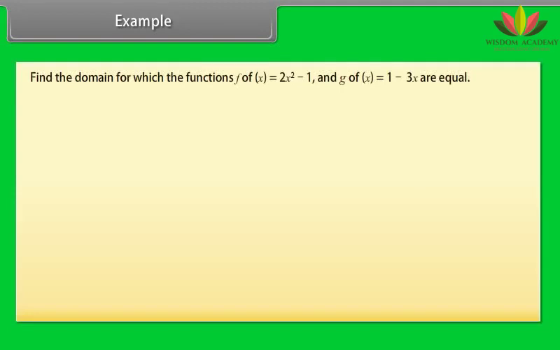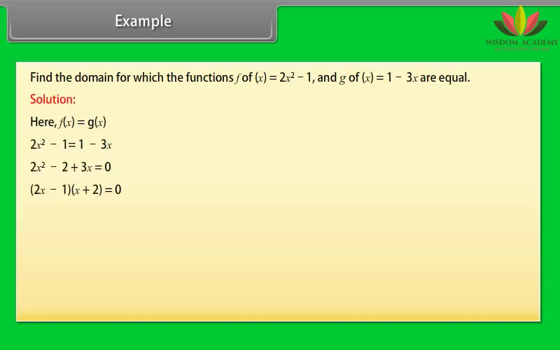Find the domain for which the functions f(x) = 2x² - 1 and g(x) = 1 - 3x are equal. Solution. Here, f(x) = g(x), so 2x² - 1 = 1 - 3x. Then 2x² - 2 + 3x = 0, that is, (2x - 1)(x + 2) = 0. It gives x = 1/2, x = -2. The required domain is {1/2, -2}.